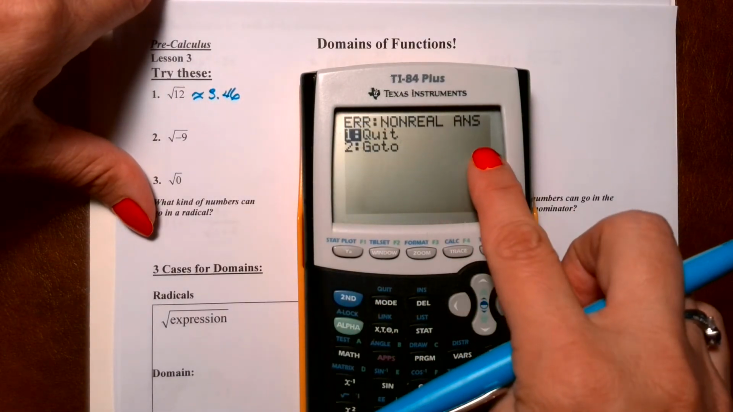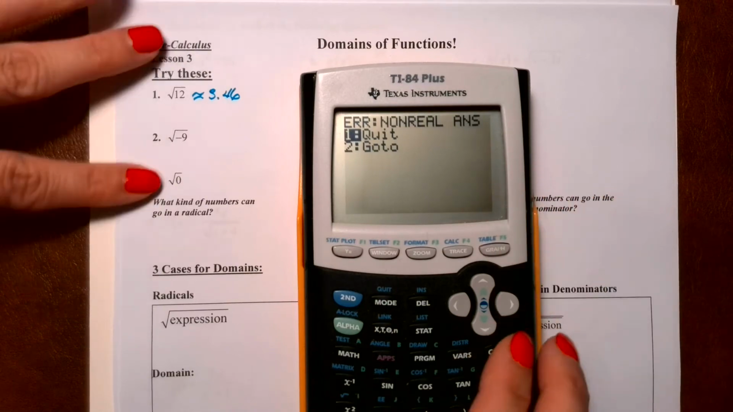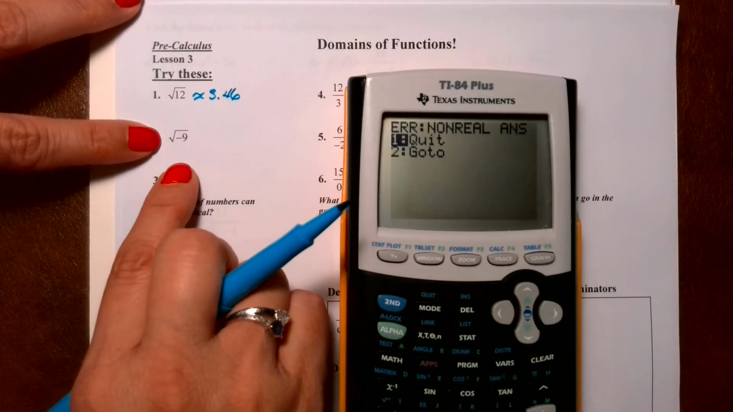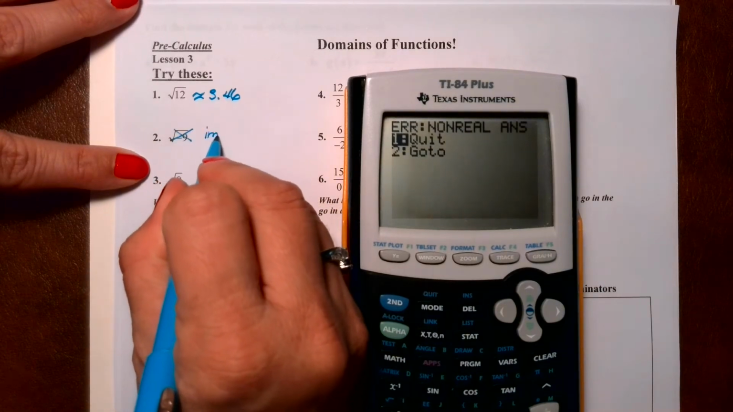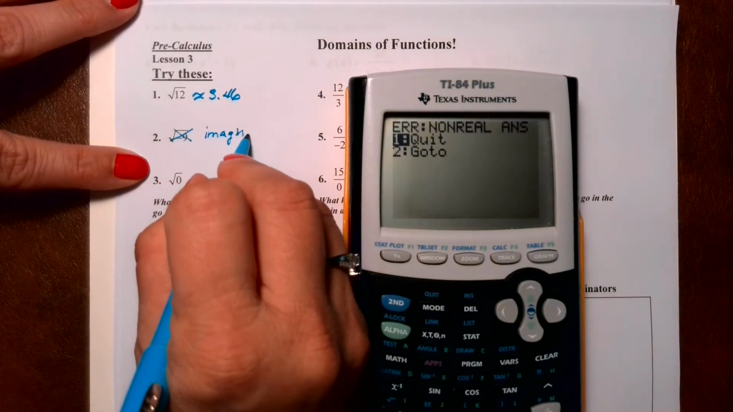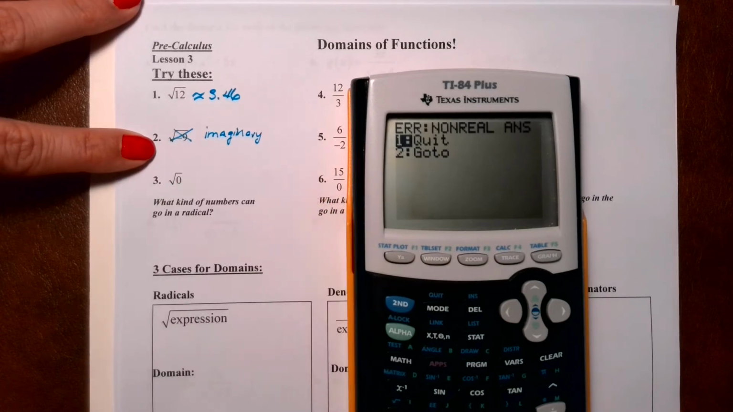So some of you may be getting an answer like this: non-real answer. They're imaginary. So the square root of a negative number cannot happen. It's imaginary. So we're going to stop right there.